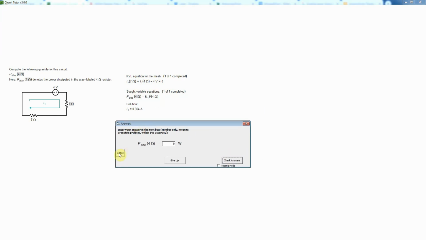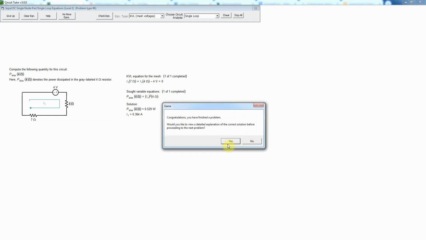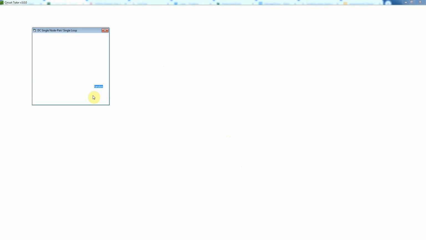And then here, you would just plug that number back into here, square it, multiply by 4. And when you do that on your calculator, you'll get 0.529 watts. And that's the correct answer. Okay, and then once again, you can get a detailed solution, and in this case showing the voltage drop on each element, showing the structure of the KVL equation, or detailed explanation here. Now the 7th problem type.